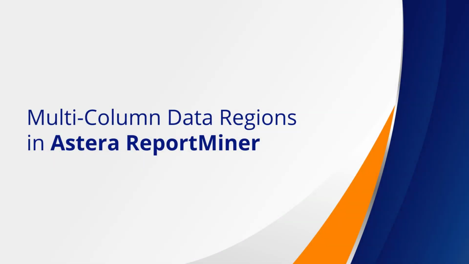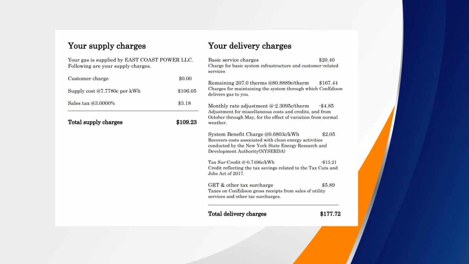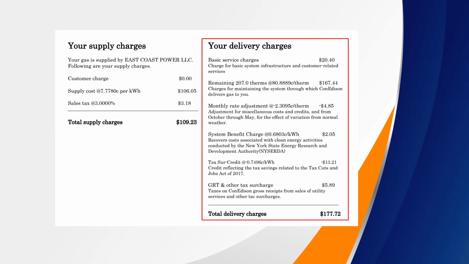Hi, in this video we will talk about what multi-column data is and how we can capture data from a source file containing a multi-column structure in Astera ReportMiner. An example of a multi-column data region can be a newspaper article or a magazine page where the lines or a chunk of content flows into multiple columns. Users must read the data column by column to make sense of it. For example, a reader must read column 1 first, then column 2 and so on.